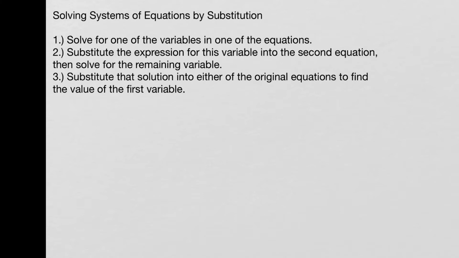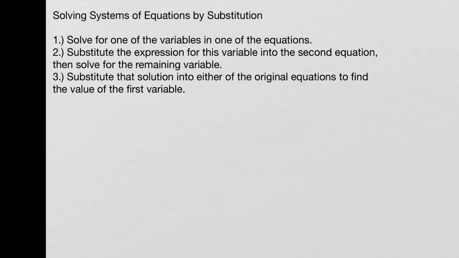Okay, so let's say we want to solve a system of equations by this method, which is called substitution. So here are the steps. The first step is you solve for one of the variables in one of the equations. Typically, you would choose the easiest equation to solve for one of the variables, either x or y. Usually it's x or y, right? They could be named anything, though.